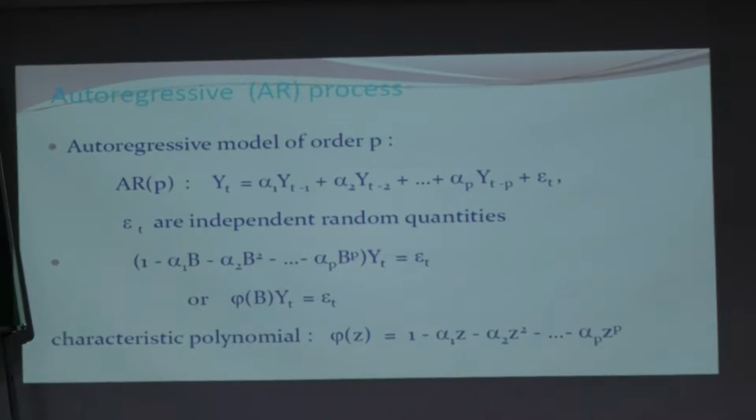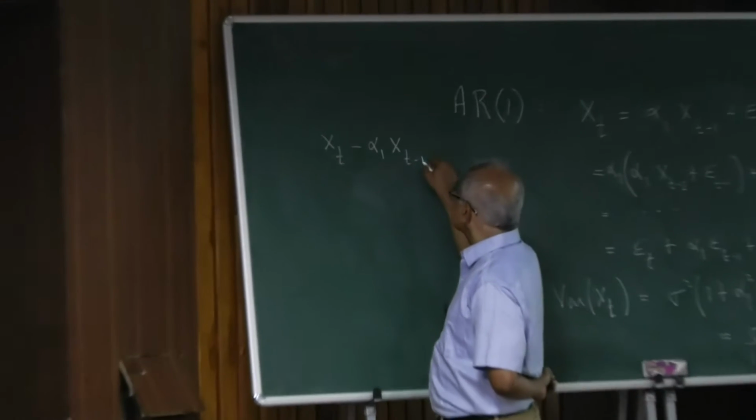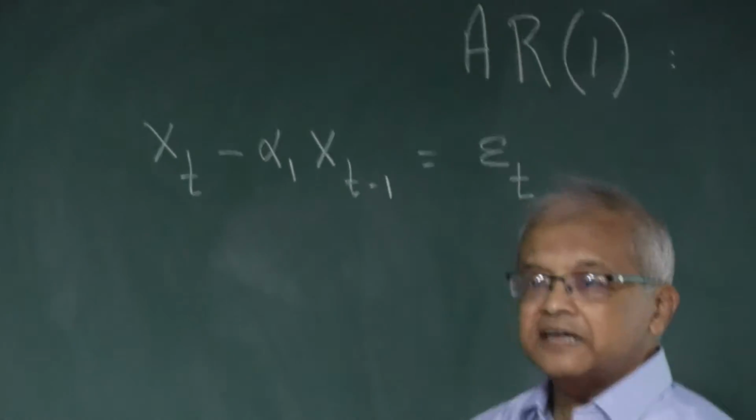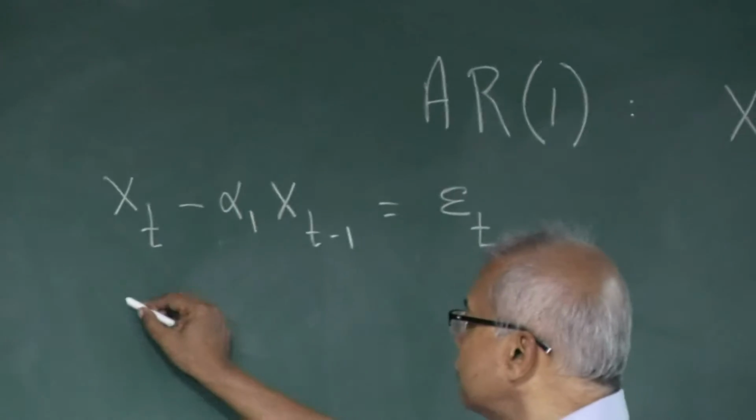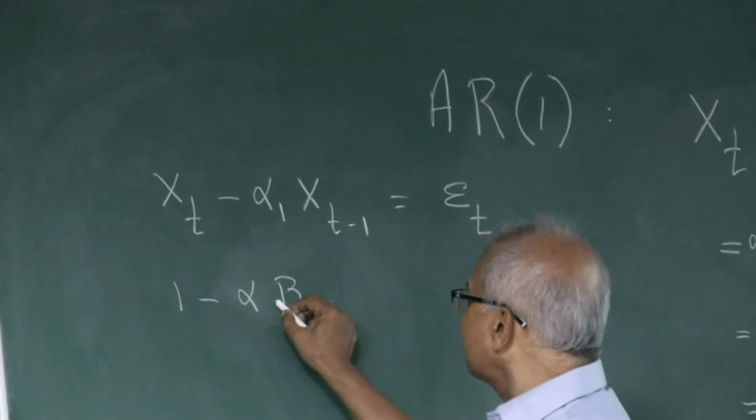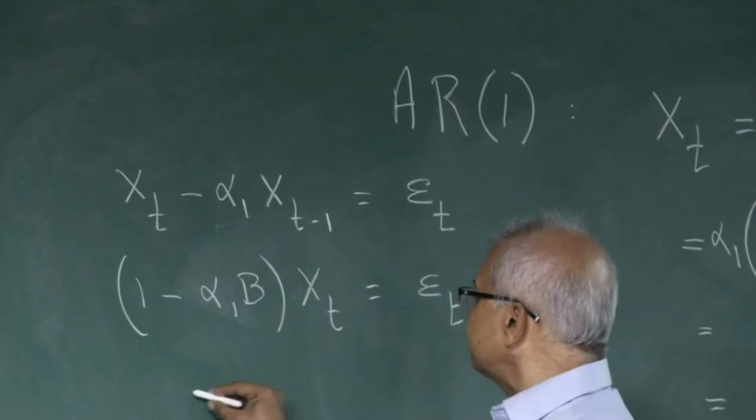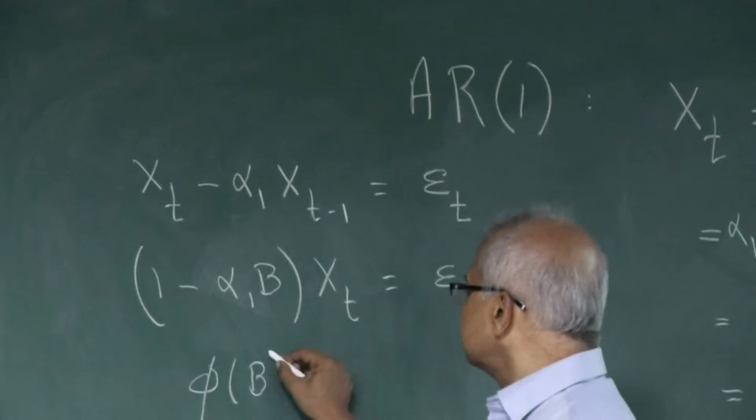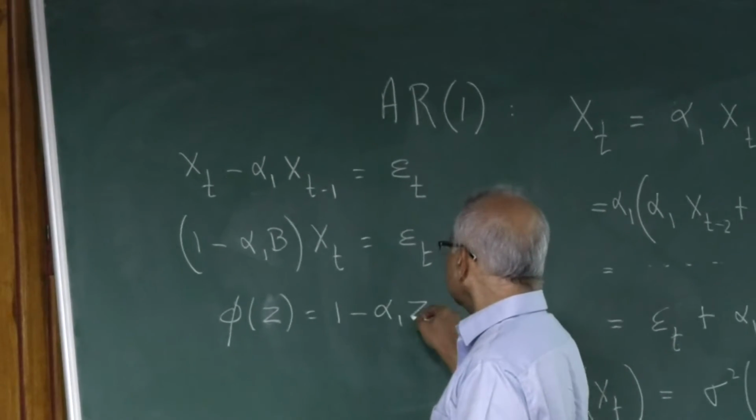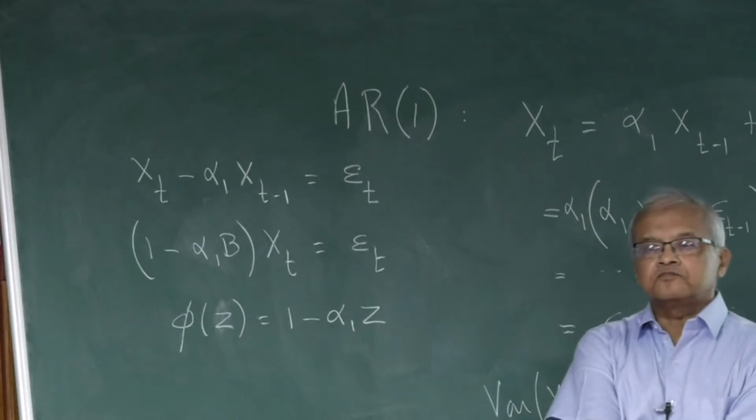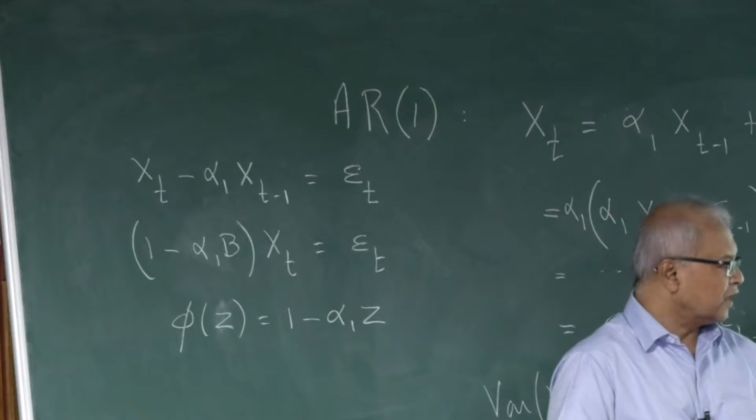You see, I can write this as xt minus alpha 1 xt minus 1 equal to epsilon t, right? This can be written as 1 minus alpha 1 B into xt equal to epsilon t. So my phi B, or phi z, is 1 minus alpha 1 z. Okay? That is your phi for AR1.